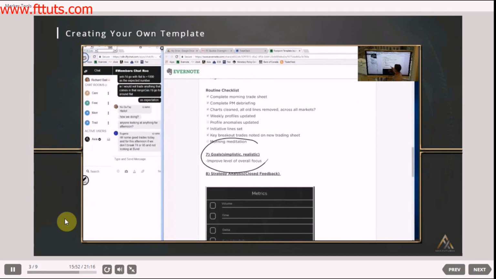Now you finish off a debrief with some goals. Very, very important. Keep them simplistic and realistic. Again, the goals just pause you. If yesterday you had a bad day and you didn't set yourself a goal today, well, what are you trying to achieve?